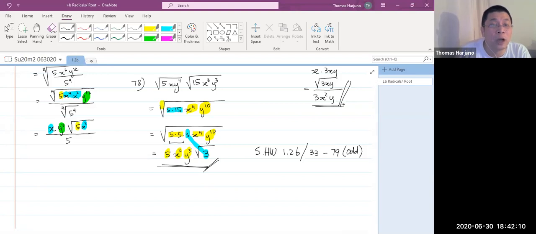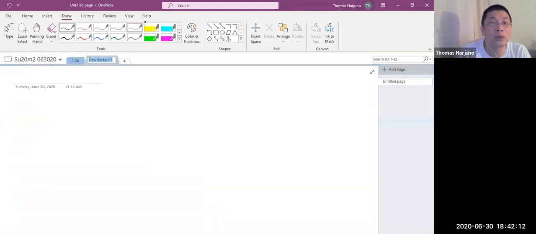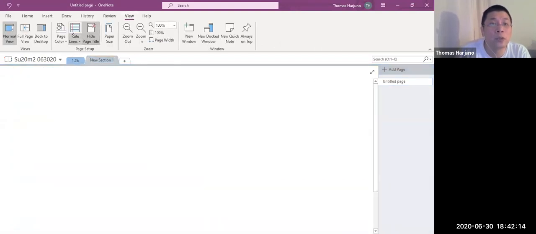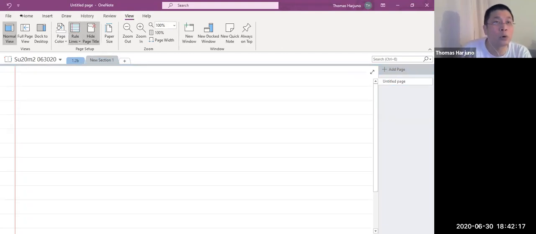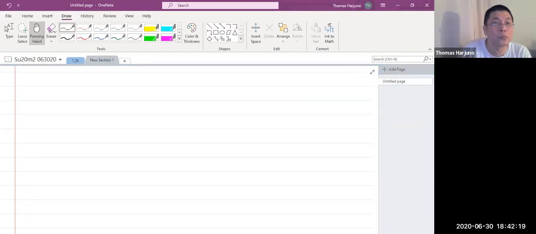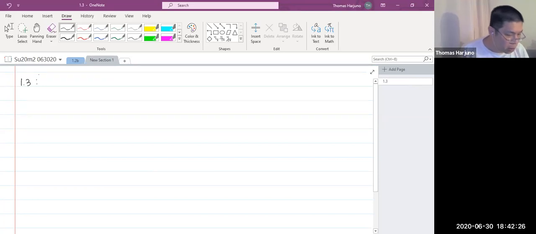Okay, I go on to 1.3. Let's go to 1.3. This 1.3 here is actually more crucial, because in this section, we will learn the first one, part A, simplifying polynomials.